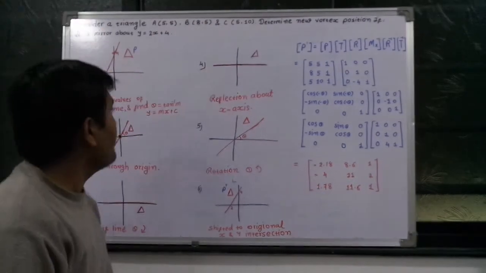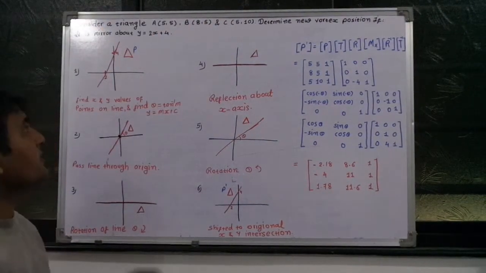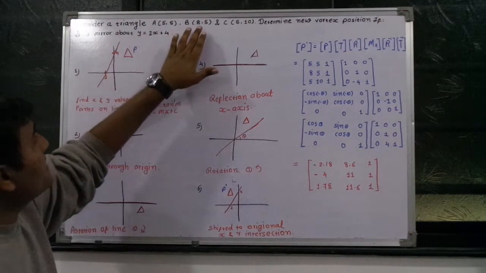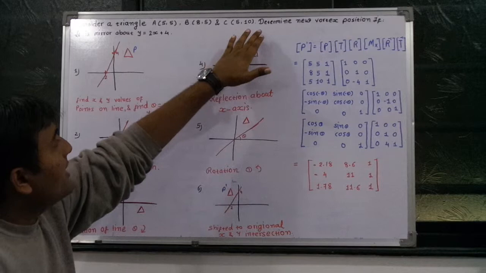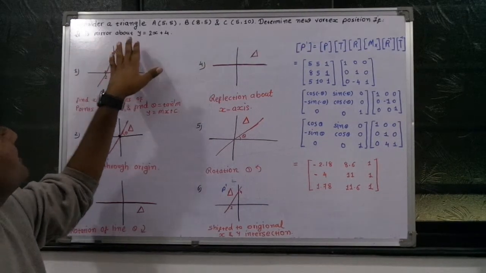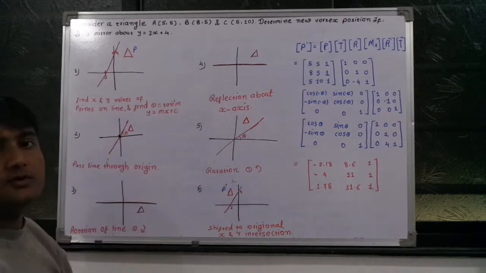Hello friends, my name is Jaivir and today we are going to learn how to consider a triangle A(5,5), B(8,5) and C(5,10) and determine the new vertex positions if it is mirrored about the line y equals 2x plus 4.